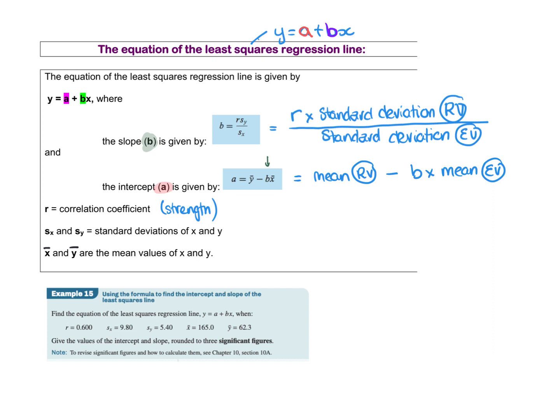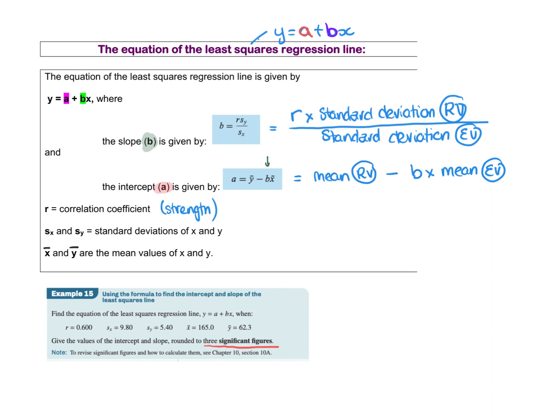So let's have a look. Down here, we've got an example question. It says find the equation of the least squares regression line, and they've even prompted you with it's the y equals a plus bx when the data, and so they've told you all those values. You can see it's really important that they're saying to 3 significant figures. Remember, we've gone over significant figures the other day, so we're now going to use that.